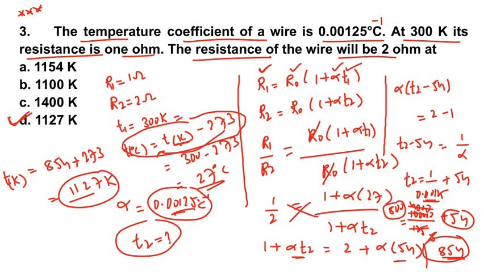And the common mistake here is that the temperature coefficient is given per degree centigrade, so don't forget to convert this into degree centigrade at the starting, and at the end, based on the options, you need to convert into Kelvins. Okay.